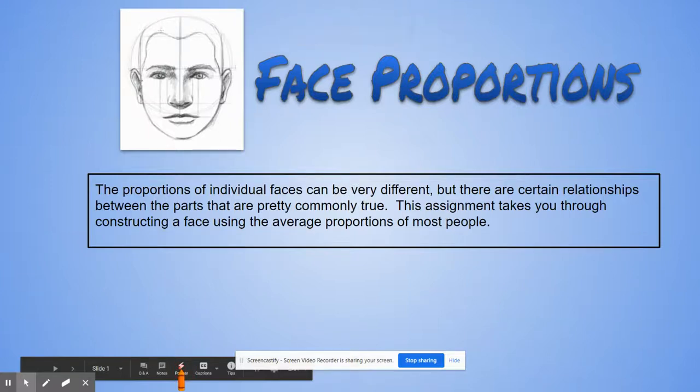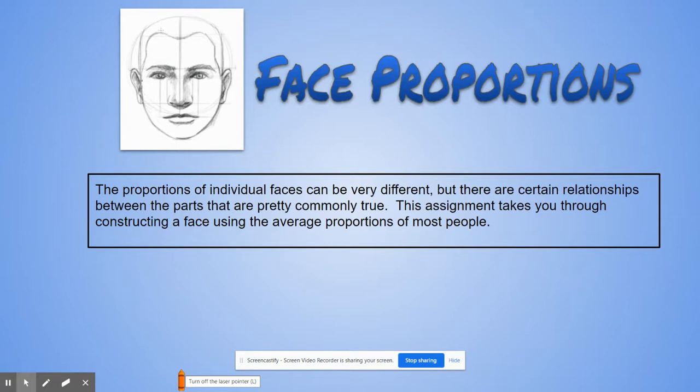Hey, artists of Oli, let's talk about face proportions. Because although we all look different, no two of us have the same face, there are certain things that are almost always consistent from one person to another. So let's take a look at those.